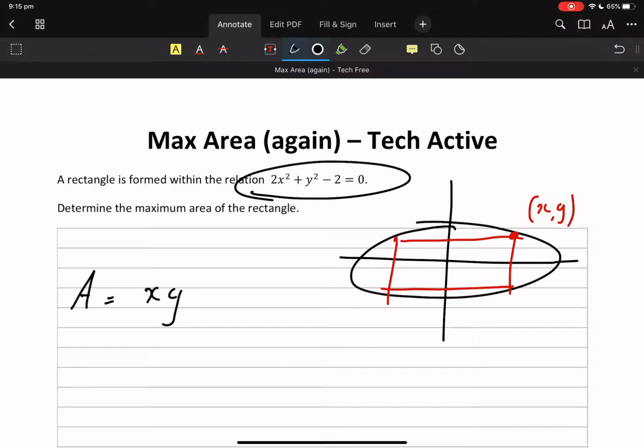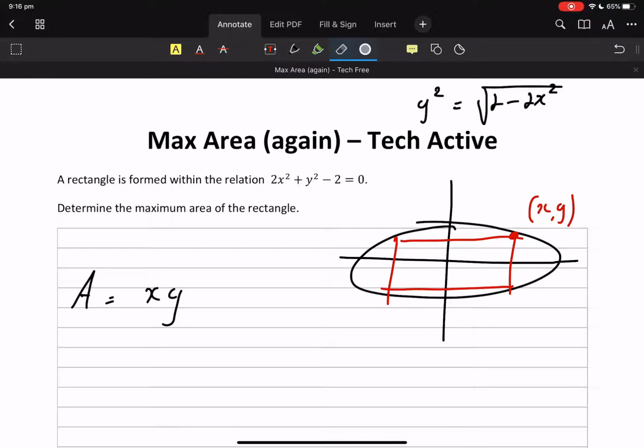What's y? So we want to differentiate it, set it equal to 0, but we've got some work to do before that because we can't differentiate x and y. We want to go in there and go, well, what's y? Y squared equals 2 minus 2x squared. So y is just going to be the square root of that thing there. So A equals x. Actually, xy was just that little square, wasn't it? So the area of the whole thing will be 4xy. And y is the square root of 2 minus 2x squared.